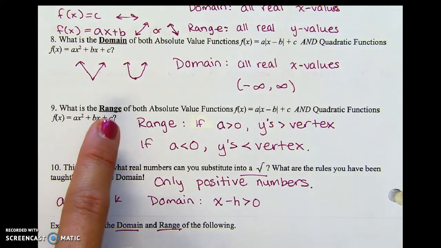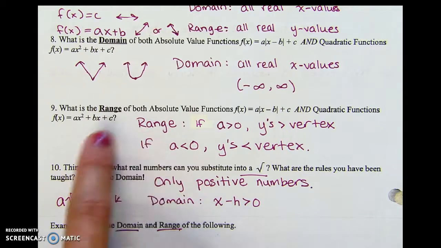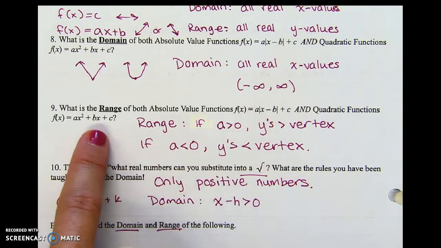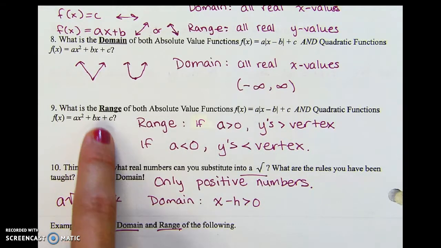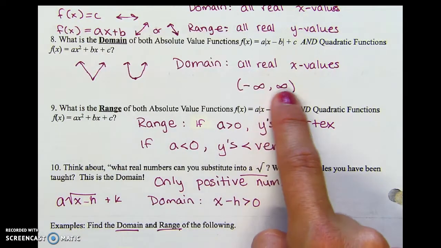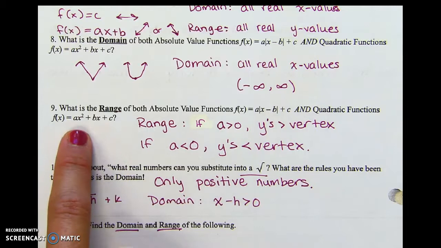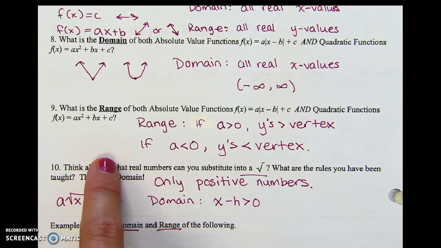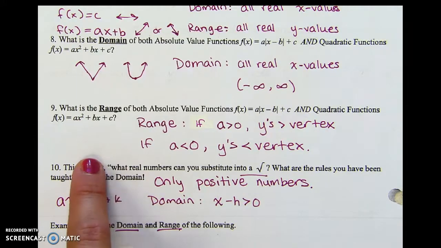All right. Range, though, are the outputs, the y values. When you plug numbers into absolute value and quadratics, something interesting happens, right? What happens to every number that you plug into absolute value? It always comes out positive. What happens when you square every number? It comes out positive. So there are y values that won't be included in the ranges here.